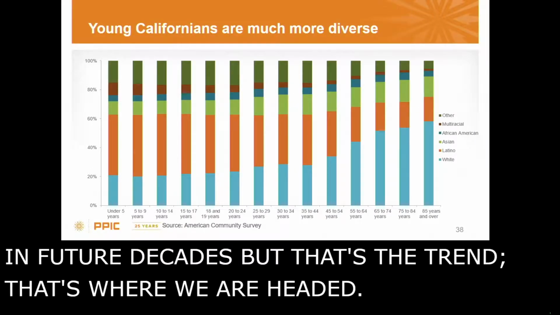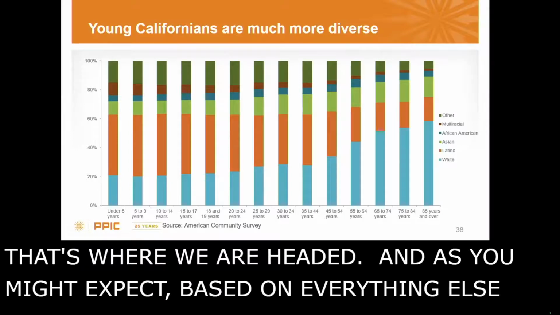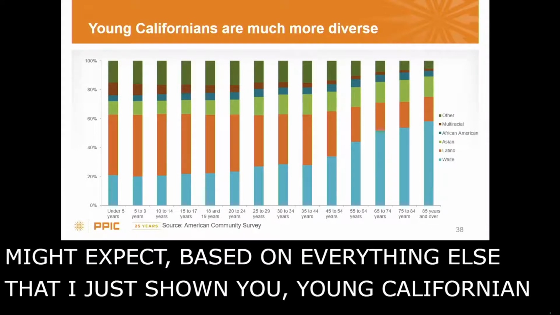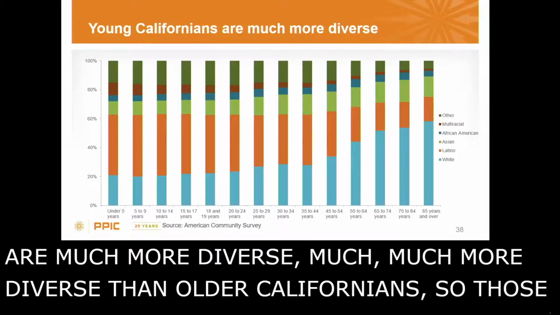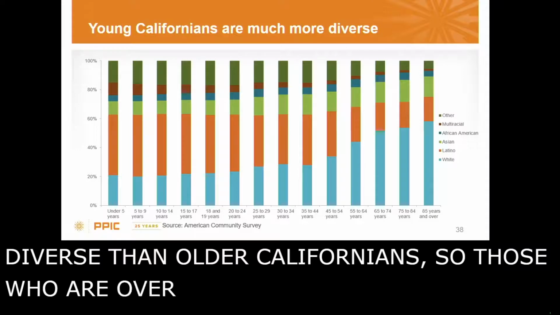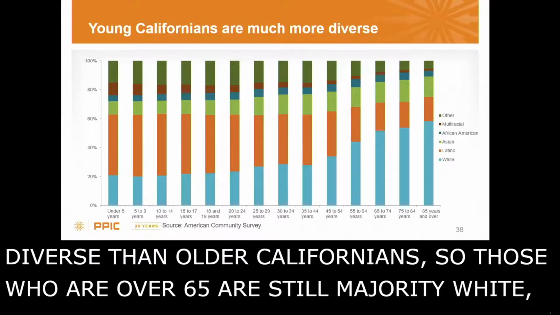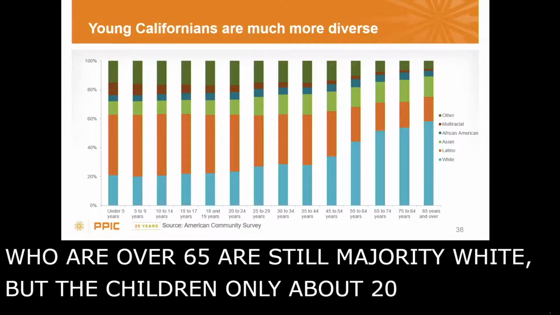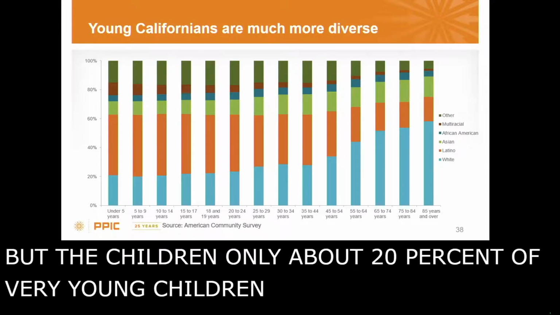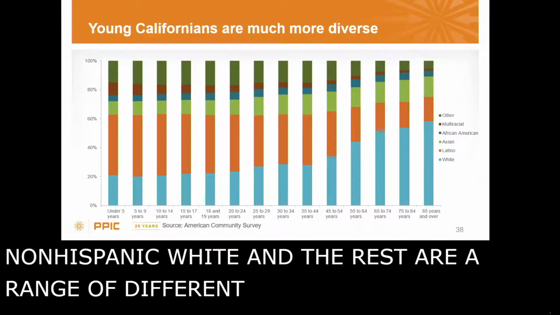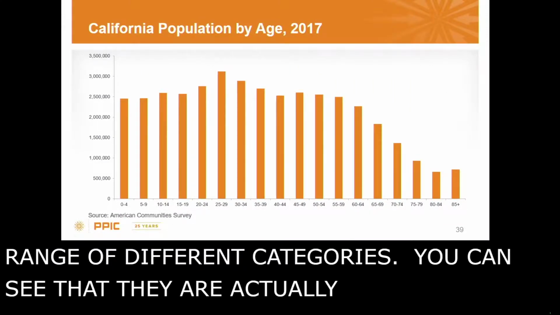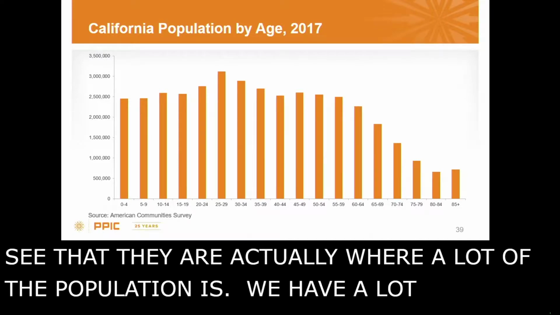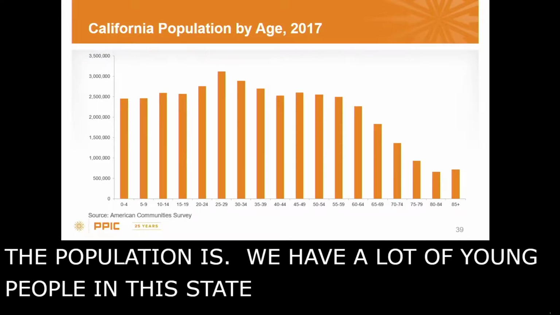And as you might expect, based on everything else that I've just shown you, young Californians are much more diverse than older Californians. Those who are over 65 are still majority white, but of the children, only about 20% of very young children are non-Hispanic white, and the rest are a range of different categories. And you can see that they are actually where a lot of the population is. So we have a lot of young people in the state, and so the demographics of our state are changing rapidly.